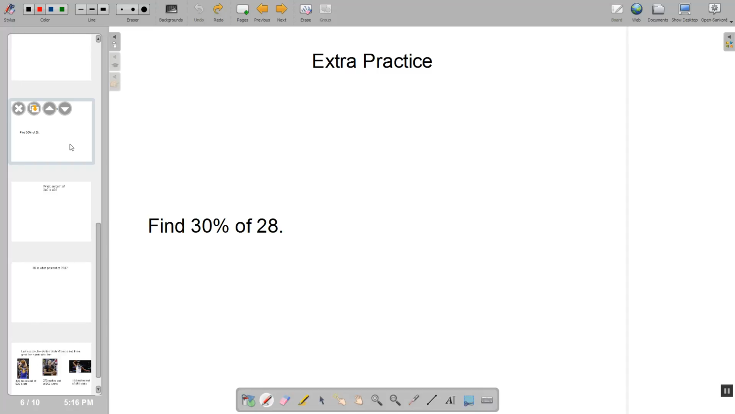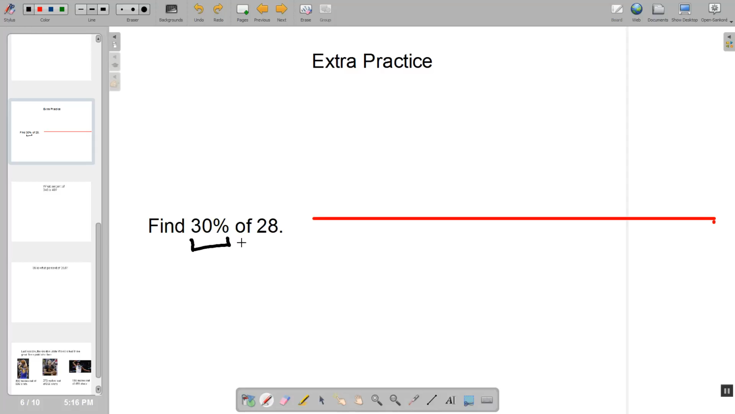For the extra practice on finding percent of a number, I just want to break down a few of those simple problems we started with right away, showing both of the algorithms again and making sure we understand both principles. So for our first problem, we have 30% of 28. Once again, there are two ways to solve.